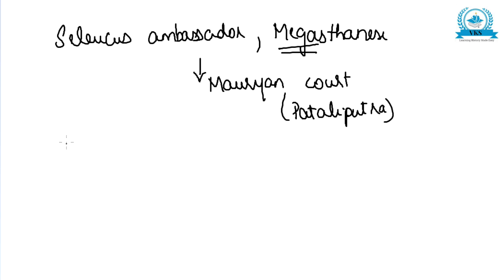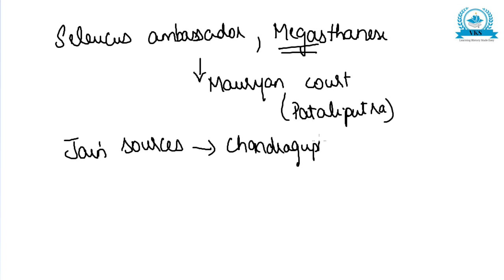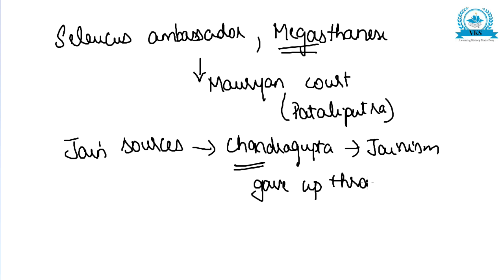Now, according to the Jain sources, during his last days, Chandragupta embraced Jainism. Chandragupta embraced Jainism towards the end of his life, and he stepped down from the throne in favor of his son Bindusara. Chandragupta gave up his throne and he got converted to Jainism. In favor of his son Bindusara, he gave up the throne.